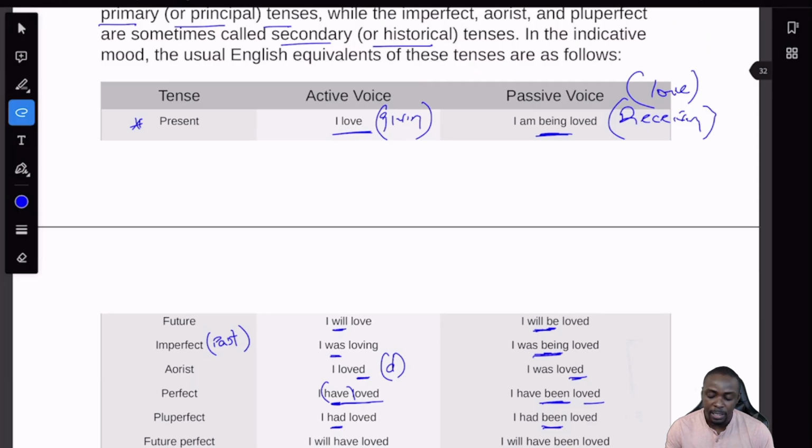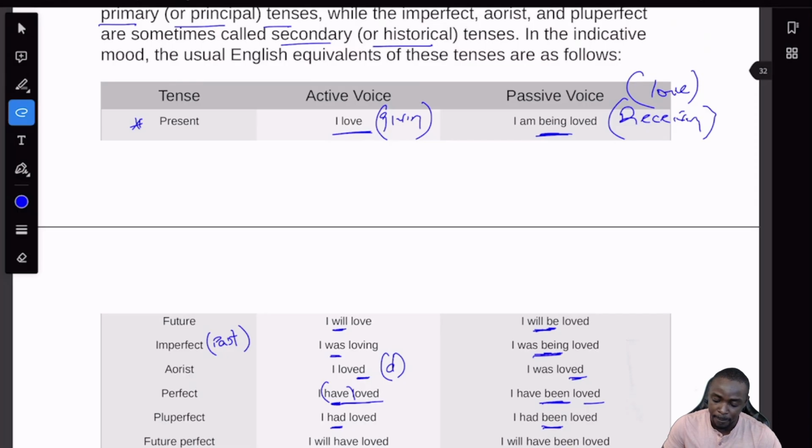So these are the tenses that you are going to encounter in the Greek text. Pretty much, if you understand the tenses that are here, you're going to understand exactly what's going on where the verbs are concerned in the Greek text.